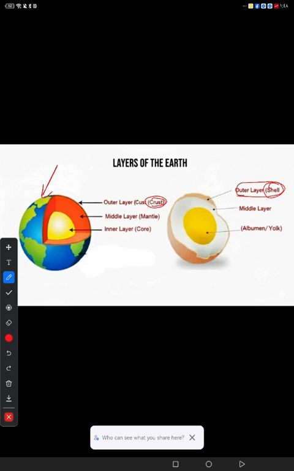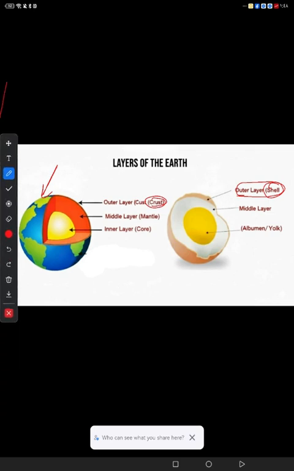The crust is a thin outer layer where we live. It is made of solid. So, again, crust. It is the outer thin layer where we live. It is made of what? It is made of solid rock.